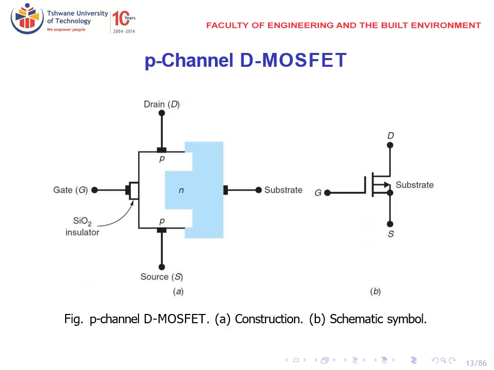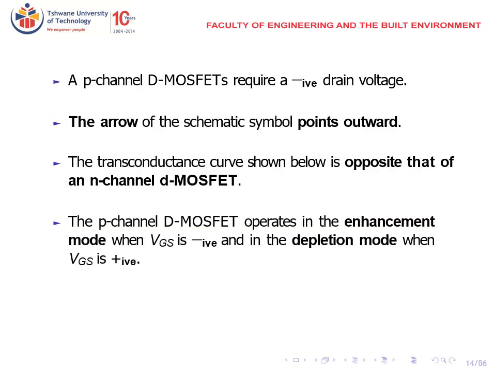P-channel DMOSFET. The construction and the schematic symbol are shown in B. A P-channel DMOSFET requires a negative drain voltage. The arrow of the schematic symbol points outward. The transconductance curve shown below is opposite that of an N-channel DMOSFET.